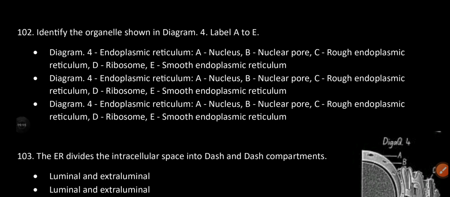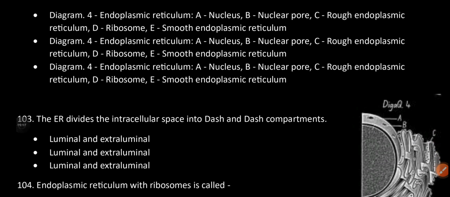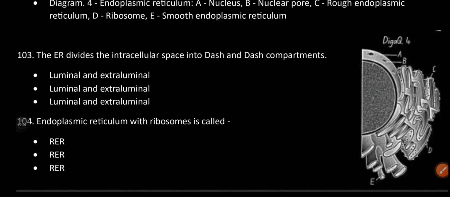Endoplasmic reticulum. A. Nucleus. B. Nuclear pore. C. Rough endoplasmic reticulum. D. Ribosome. E. Smooth endoplasmic reticulum. Diagram 4 is endoplasmic reticulum.